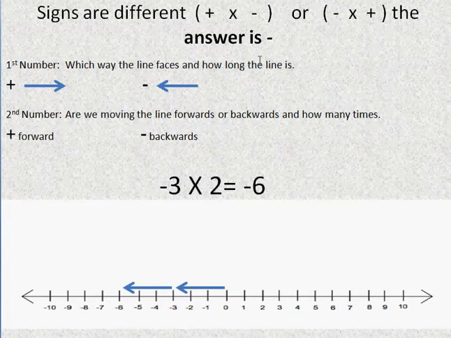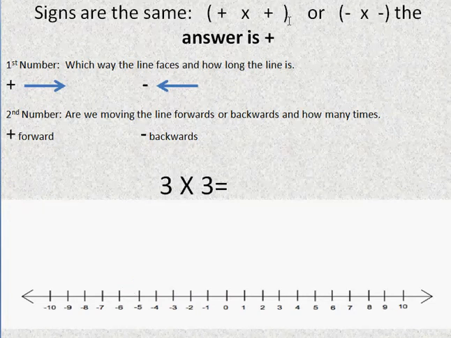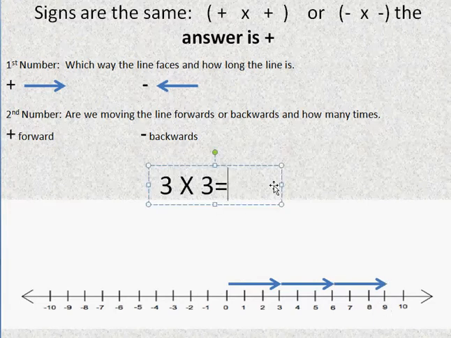Okay, now when the signs are the same, the answer is always positive. So 3 times 3, these are both positive. My line is going to go to the right-hand side because it's positive, and it's going to be 3 units long. And I'm going to do it 3 times, moving forward. So there's 2 times, there's 3 times. And you see my number line ends on the 9. Boom. Starting from 0, it's moving forward 3 places and ends on the 9.